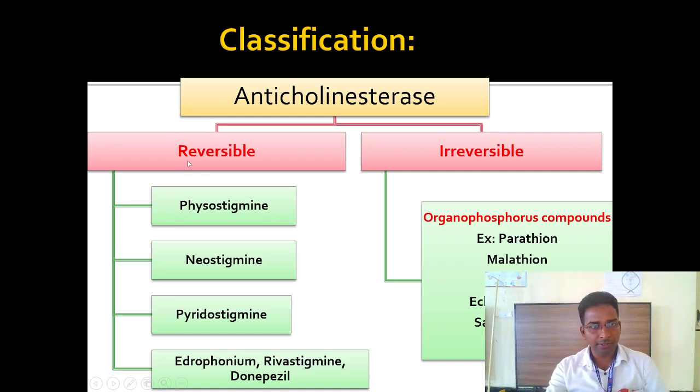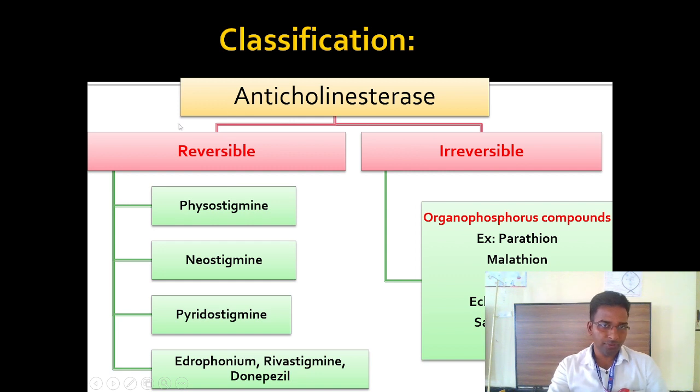First, we can categorize them as reversible inhibitors and irreversible inhibitors. The name itself indicates that reversible means we can reverse the action on the acetylcholinesterase enzyme. In the case of irreversible drugs, we cannot reverse it; it is an irreversible process in one direction. Here, if you increase the acetylcholine concentration, we can reverse that action. Thus we call them reversible anticholinesterase inhibitors and irreversible anticholinesterases.